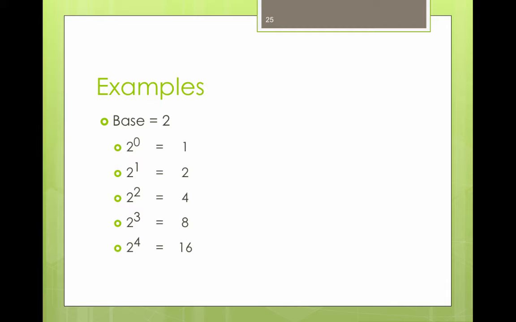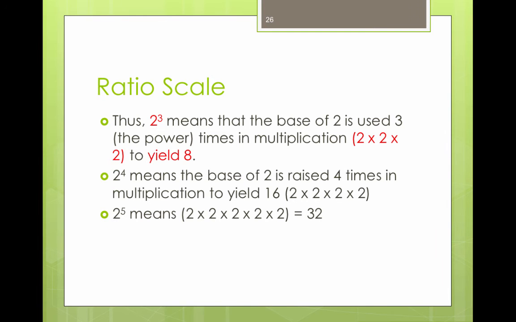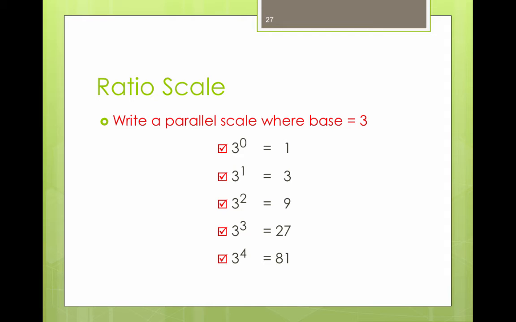If the exponent is a 0, the base to the 0 equals 1. That's a rule that you should remember. If the exponent is 1, the answer is equal to the base. So 2 to the 0 is 1. 2 to the first is 2, and so on and so forth. In this case, the base is 3.